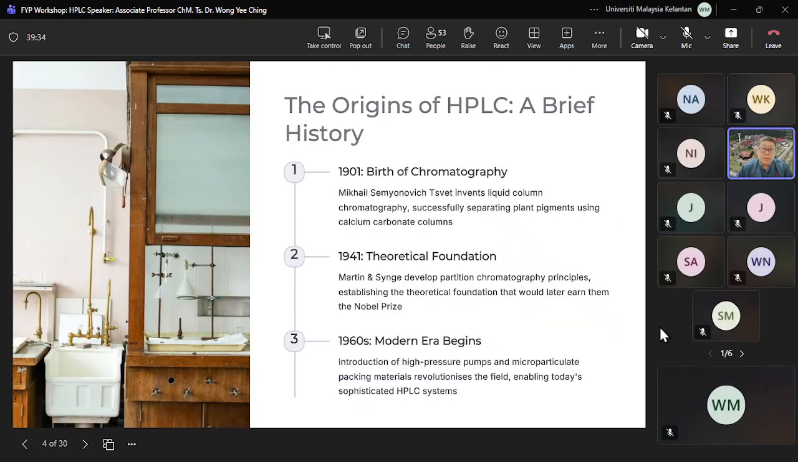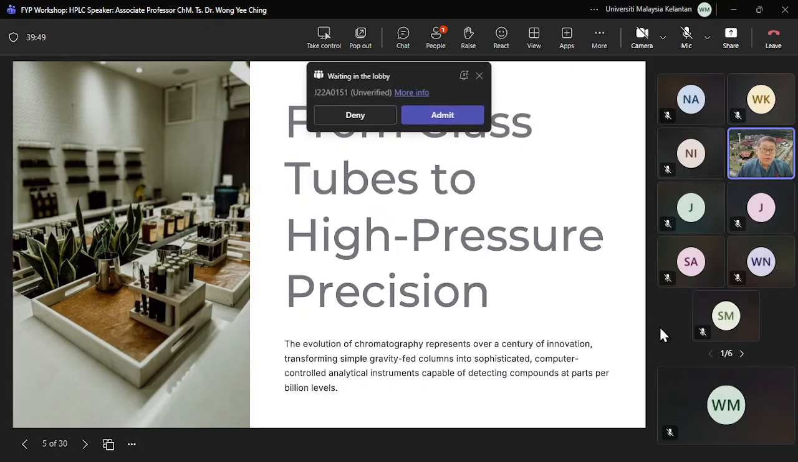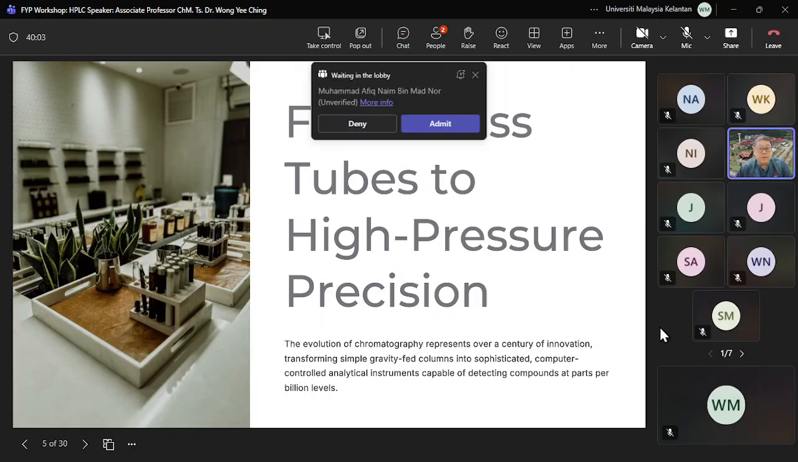So these are some brief history. I will skip this, but you can look through the slides later on, or they can be provided to the committee so that they can be distributed to the students. Some of the background, from the tubes to the high pressure pumps, and the innovations that were done, are still part and parcel of the history of how HPLC was developed.